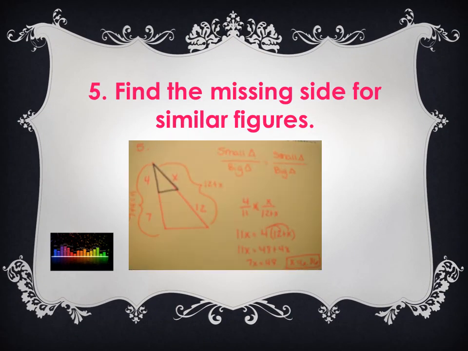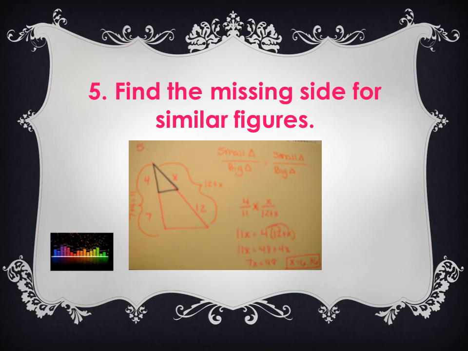We are to find the missing sides for the similar figures. We have a small triangle on top of a big triangle. The sides for the small triangle are 4 and x, and the sides of the big triangle are 4 plus 7, which is 11, and x and 12, giving us 12 plus x. All we do is set up proportions. Small triangle over big triangle equal to small triangle over big triangle, or vice versa.